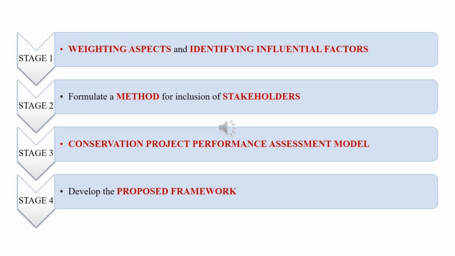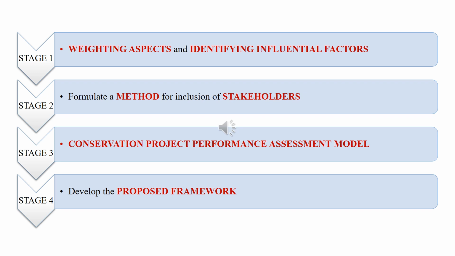The methodology to plan for stakeholder involvement in heritage sensitive urban areas consisted of a four-stage process. The first stage included weighting aspects and identifying the influential factors that determined the urban conservation performance of an area. The second stage involved formulating a method for the inclusion of stakeholders. The third stage involved developing a conservation project performance assessment model.